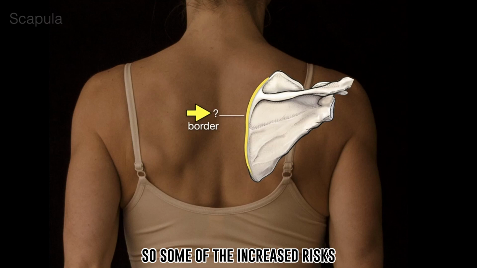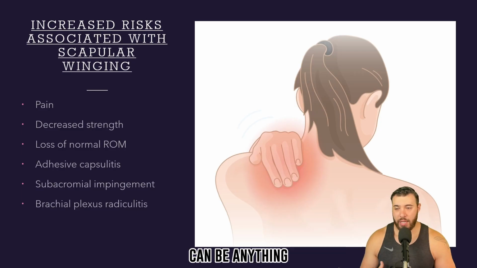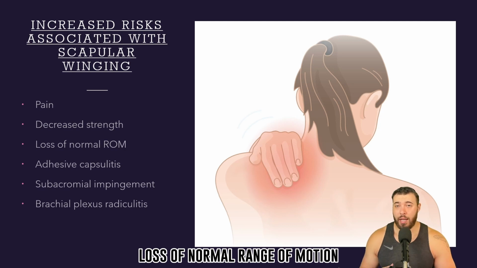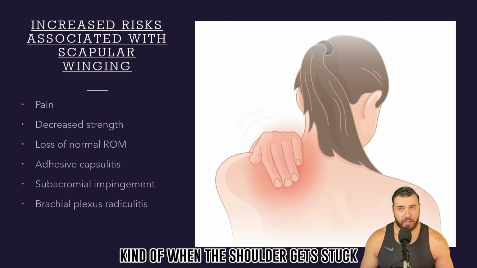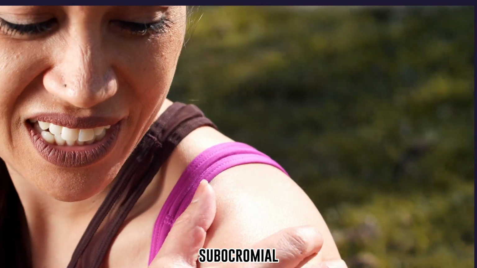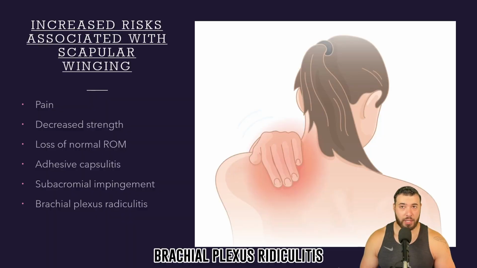Some of the increased risks associated with scapular winging can be anything from pain, decreased strength, and loss of normal range of motion, to adhesive capsulitis, which is when the shoulder gets stuck, so they call that frozen shoulder, subacromial impingement, and brachial plexus radiculitis.